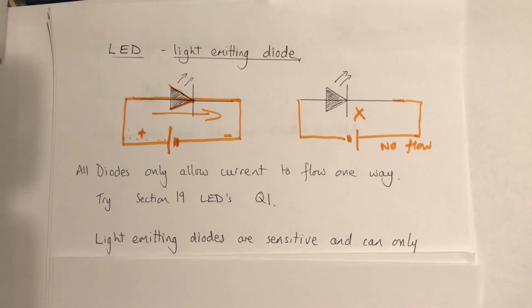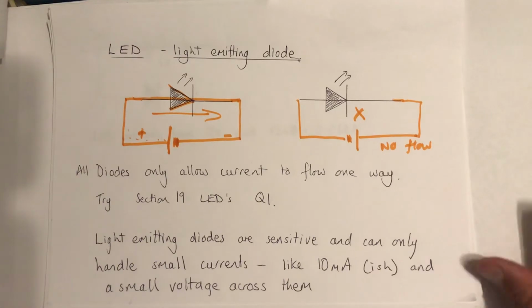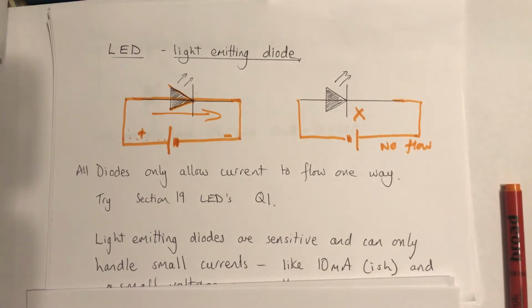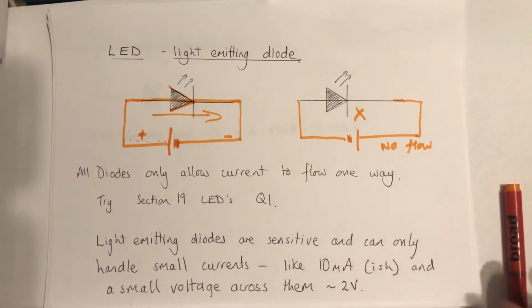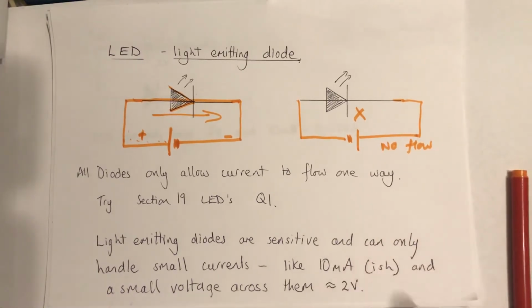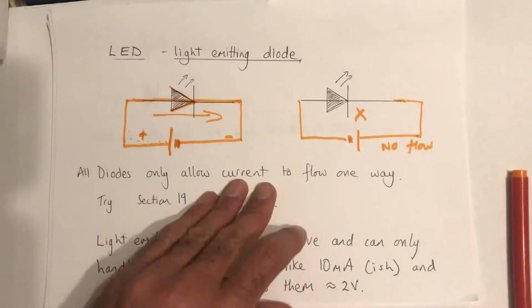So the key thing with these light emitting diodes is that they're very sensitive and they can only handle small currents, like about 10 milliamps, and usually small voltages like 1.6 volts, 1.8 volts, 2 volts. Okay, so I should have put a voltage in there. So something around 2 volts would be appropriate. So what happens with them and how do things work out?